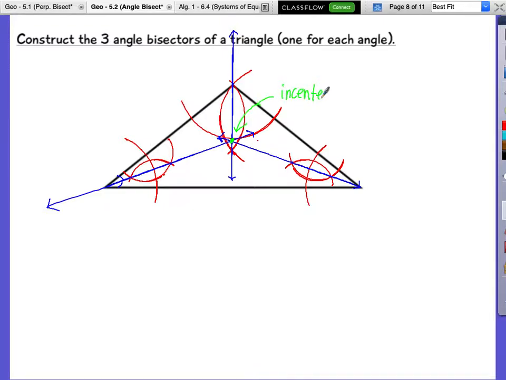So we have the circumcenter formed by the three perpendicular bisectors. Here we have the incenter. And this incenter is inside the triangle right now. Our circumcenter last time was outside because it was an obtuse triangle. This is an obtuse triangle too, but the incenter is inside.